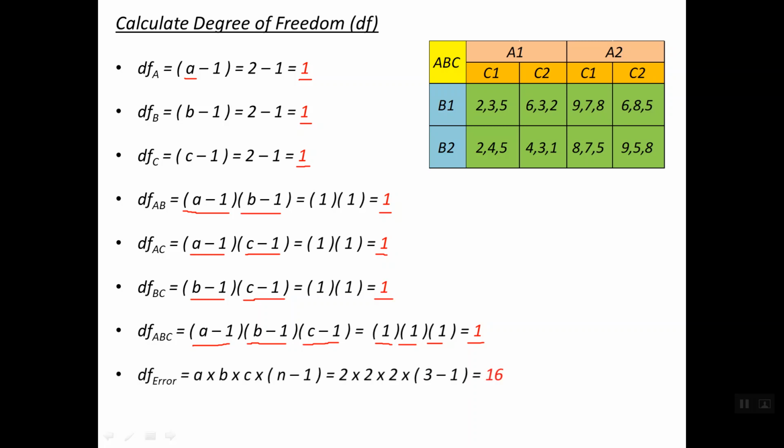Regarding the degree of freedom for the error, we can simply use this formula. We multiply A by B by C by small n minus 1. Small n here represents the number of observations in one group. A is equal to 2, B is equal to 2, C is equal to 2, n minus 1 is 3 minus 1, and the degree of freedom for the error is simply 16.